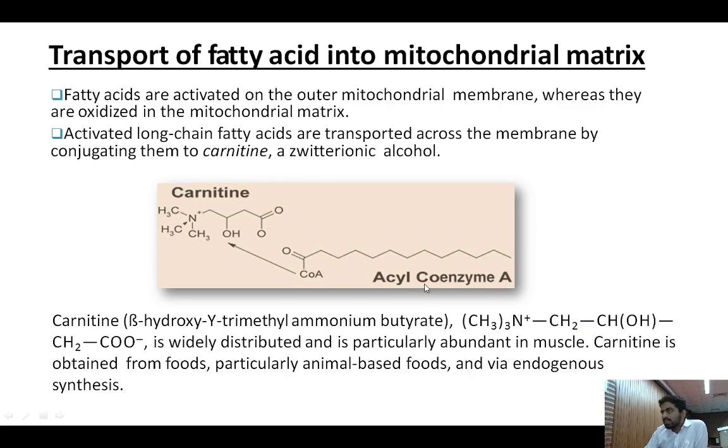So here acyl coenzyme A, okay, so this is basically what? Activated fatty acid, right, at the outer mitochondrial membrane. Its coenzyme A group is combined with the hydroxyl group of the carnitine. Okay, so carnitine is hydroxy trimethyl ammonium butyrate. If you don't know, it's fine. It is widely distributed and particularly abundant in muscle. Carnitine is obtained from food, okay, mainly animal-based food, or it can be synthesized in the body also.